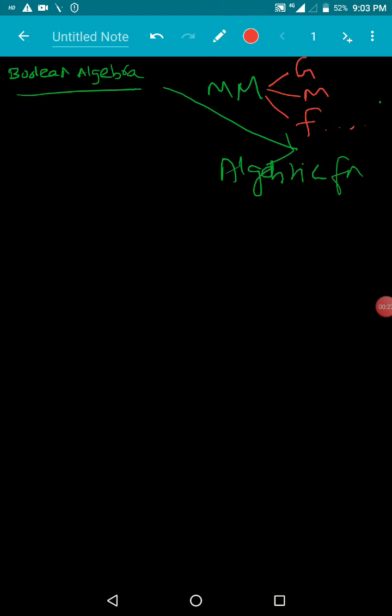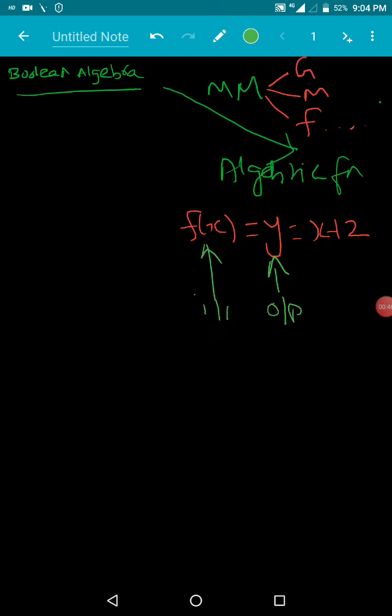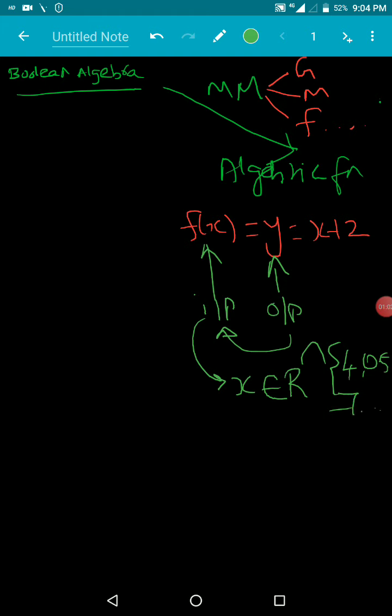We studied algebraic functions in our childhood, like f of x equal to y equal to x plus 2. Here, y is the output value and x is the input value. The output value must be dependent on the input value. The input value can be taken from real numbers like 4, 0.5, -7, and so on.